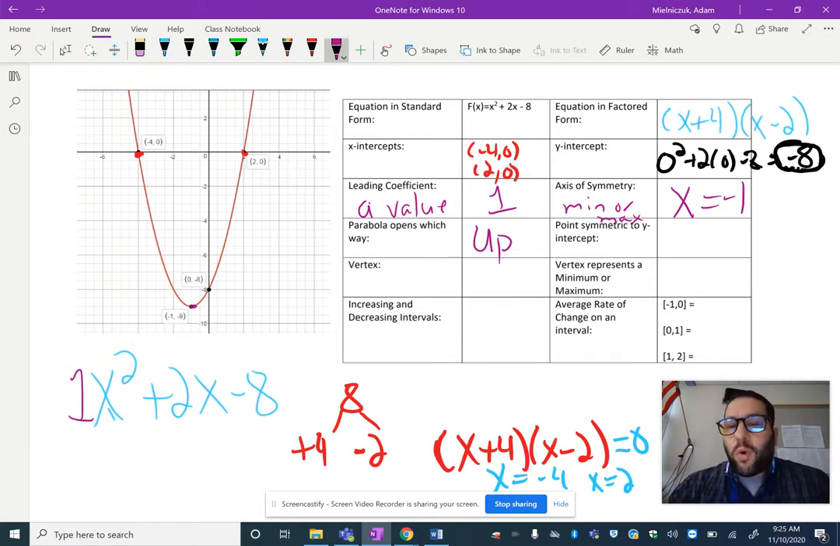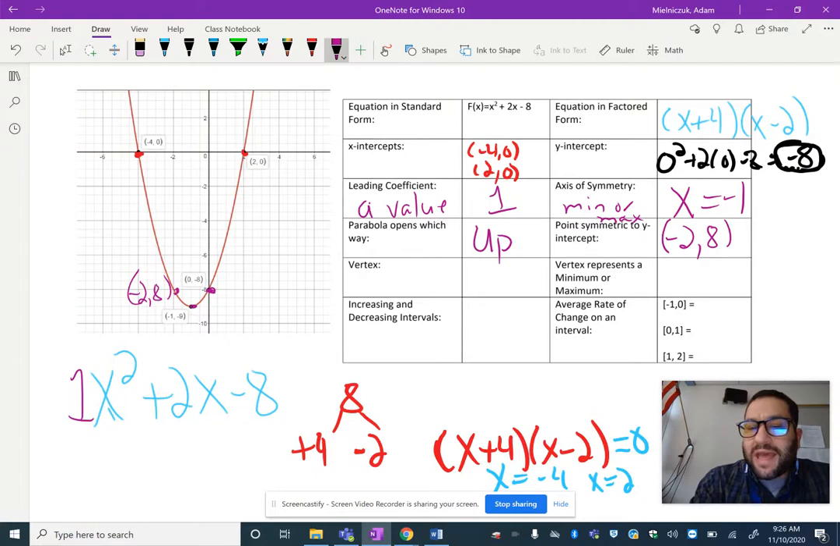All right, find a point symmetric to the y-intercept. So we know the y-intercept is at 0, negative 8. And we know that the vertex is at negative 1, so we'd move one more to the other side, which would be negative 2, negative 8. What do we notice about it? It has the same y value. That would not change, but it would have to move another unit over. We already said our vertex is at negative 1, negative 9.